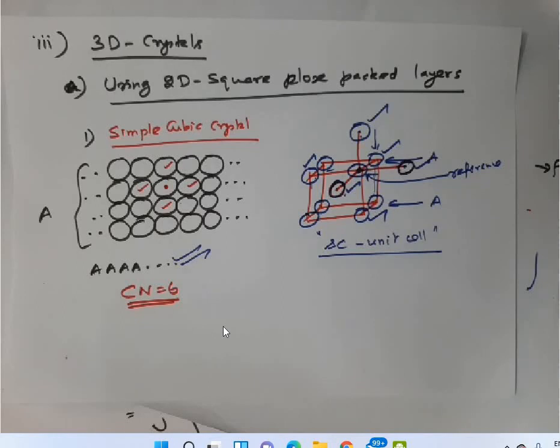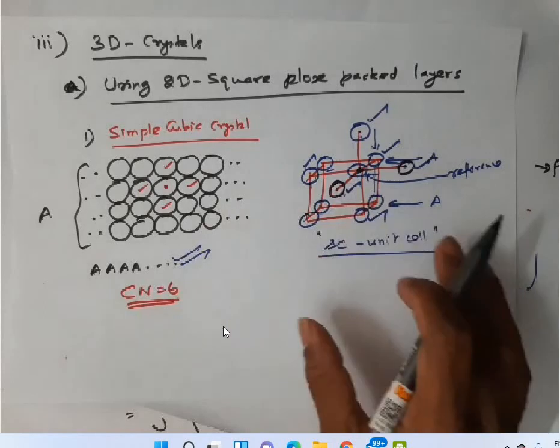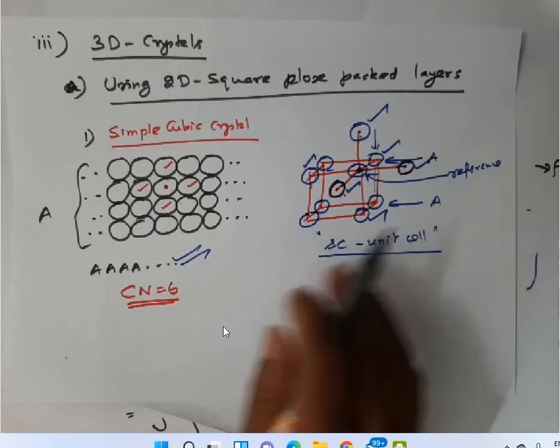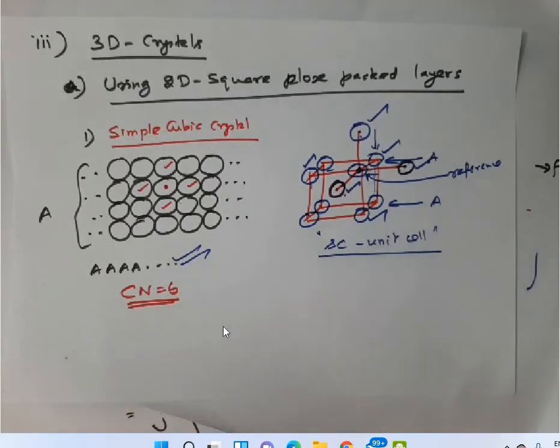Now, let me ask you a question. Suppose you take two balls and place one ball exactly over another ball. Will it be a stable arrangement? No, sir. No, it is an unstable arrangement. It's a very, very less stable arrangement. So simple cubic arrangement is a less stable arrangement in general.